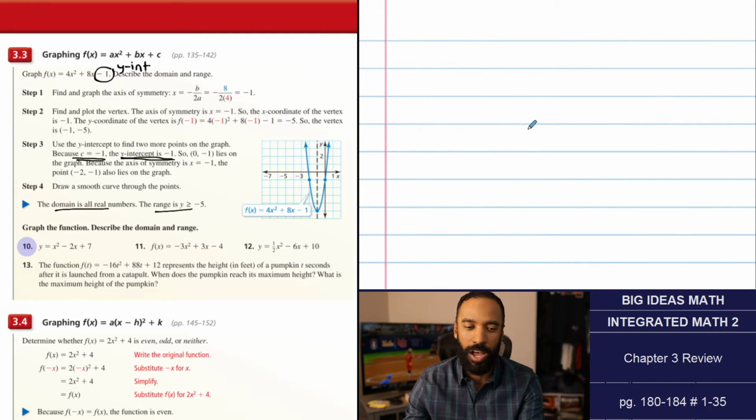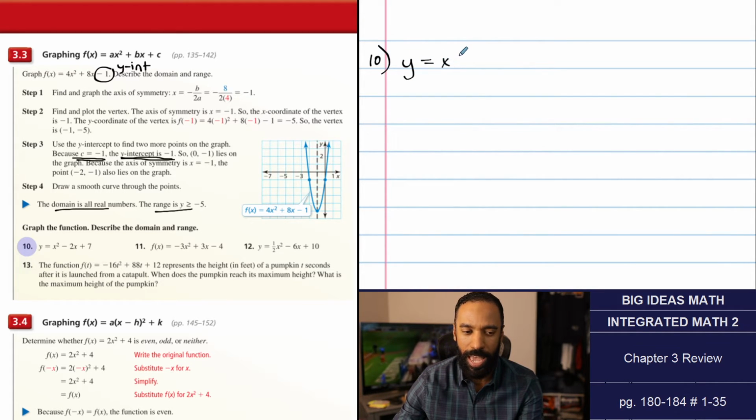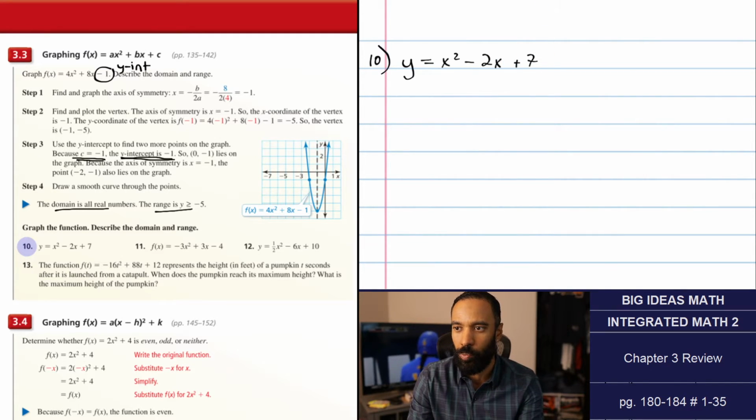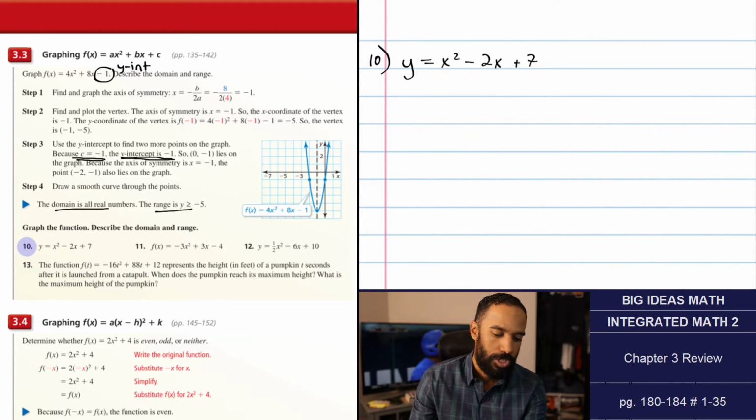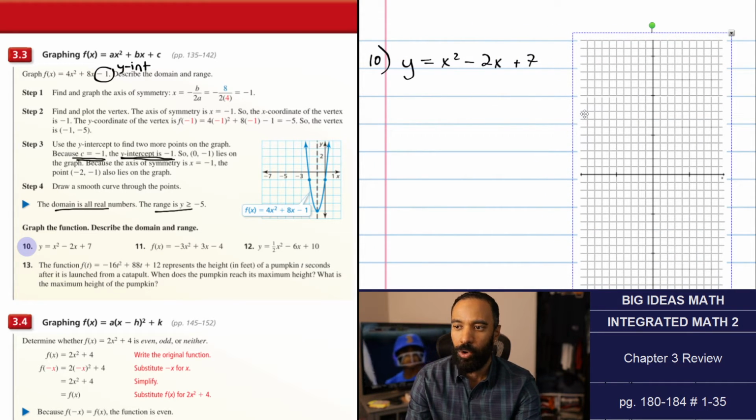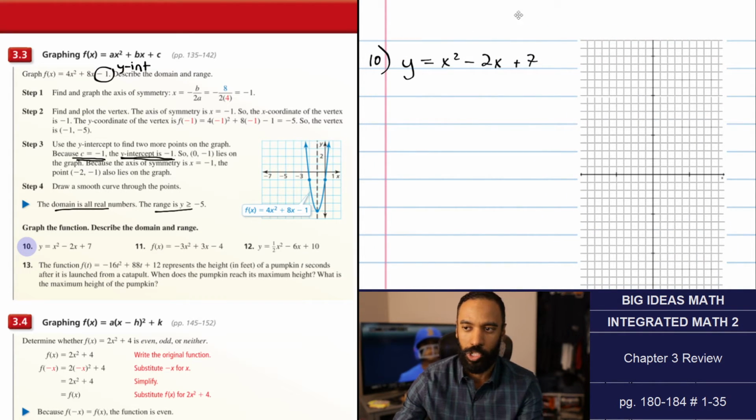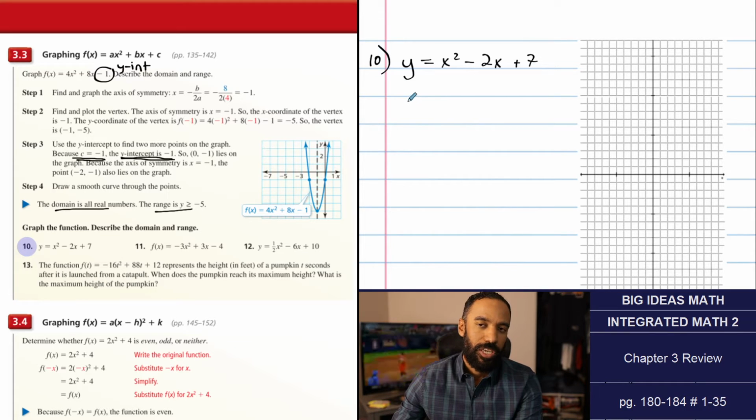Let's go ahead and start off. Let's do number 10. On number 10, we are going to graph. By the way, we're not comparing to the f of x thing anymore, so I'm just going to go ahead and get this one individual graph on. So copy, paste, we'll get ready. In order to do this, we want to start first with the axis of symmetry thing, so I'll describe that as well.